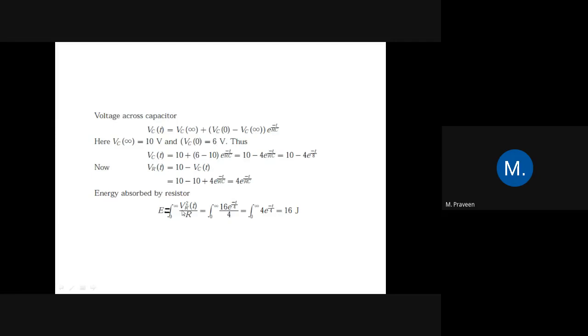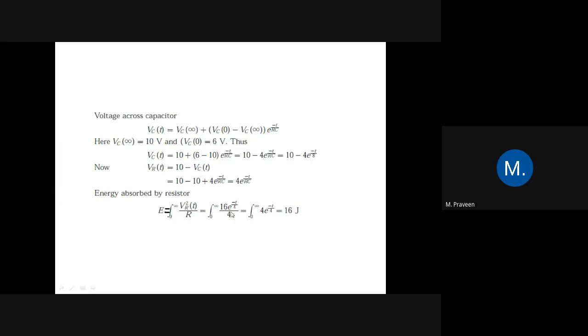So instead of P, we can write V into I. So instead of I, we can write V by R. Therefore, the overall equation is V square divided by R. So VR of t is already found as 4 e power minus t by RC. So if you square this value, you will be getting 16 into e power minus t divided by... already we are having 8. So 8 divided by 2, it will become 4 here.